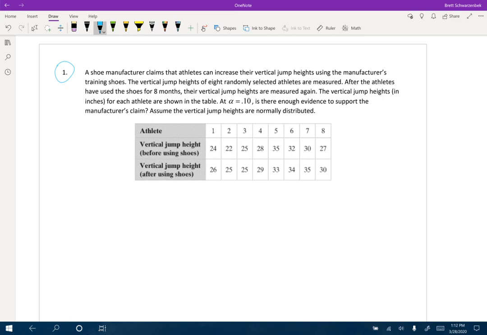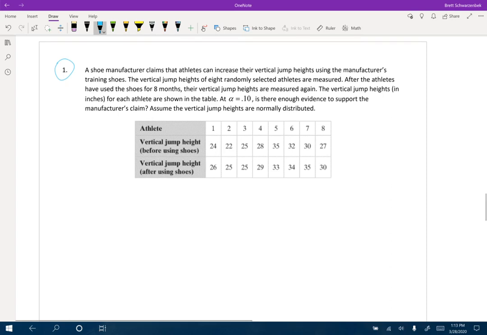The vertical jump heights in inches for each athlete are shown in the table. At alpha 0.10, is there enough evidence to support the claim? Assume the vertical jump heights are normally distributed.